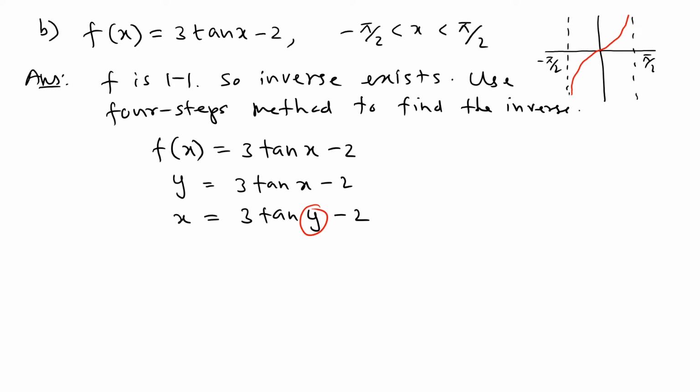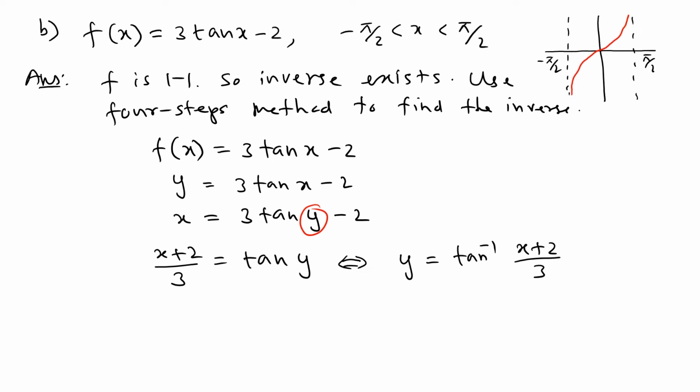To do that, we're going to add 2 first and divide by 3. So you're going to add 2 and then divide by 3. So you're going to get tan y. Again, we know that y is in the domain -pi/2 to pi/2. That means that's the appropriate domain. That means this is if and only if, so we can apply the inverse function. This if and only if y equals tan inverse of (x plus 2)/3.